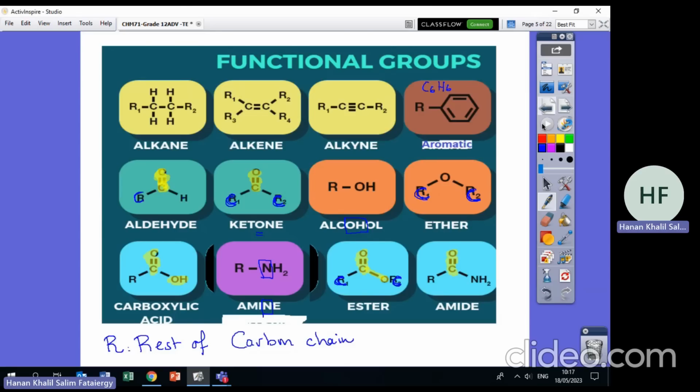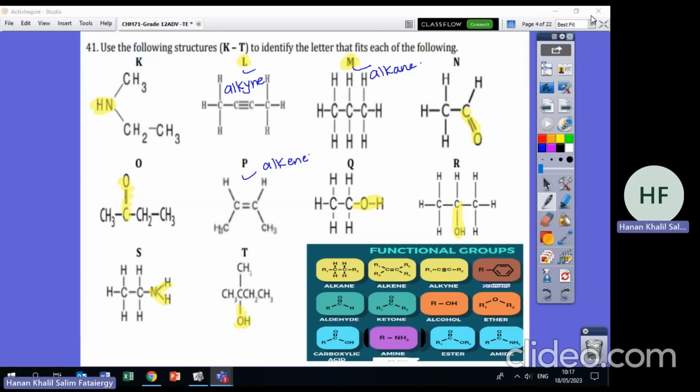Now let's do practice. Okay, now what I want from you, I want you to identify the letter that fits each of the following. يعني بدكم تختاروا لي من هون الفاميلي. Okay, let's look here. This compound has nitrogen. Try to search for the nitrogen here. طبعا هاي nitrogen is amine. ما حدا يقول لي amide فيها double bond O and nitrogen. So if it has only nitrogen, what do I call it? I call it amine. Okay, now this one having double bond is alkyne. This one single bonds is alkane.